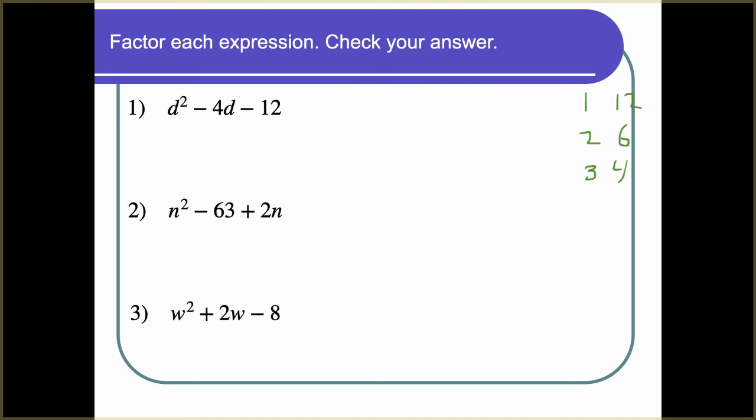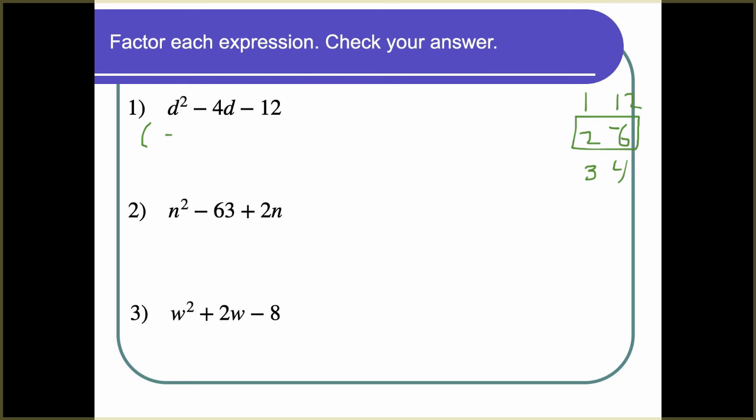If we did 1 plus 12, we'd get 13. If we did 1 minus 12, we'd get negative 11. So that one's not going to work. If we have 2 and 6, we could have 2 plus 6, which is 8. We could have 2 minus 6, which is negative 4. If we did it the other way, 6 minus 2, you would have a positive 4. But we want the 2 with a negative 6. Those two will multiply to negative 12, and when added, will add up to negative 4.